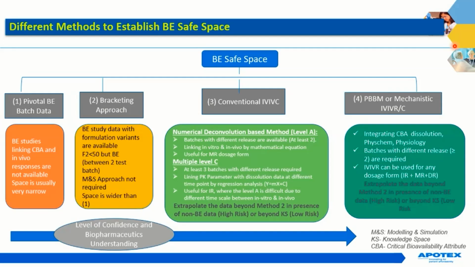However, if you want to use the level C IVIVC, then we need to have at least three formulations' data, because the relationship which is basically used for correlating in vitro and in vivo is linear regression, and we need at least three different time points to calculate a straight line equation or regression equation.